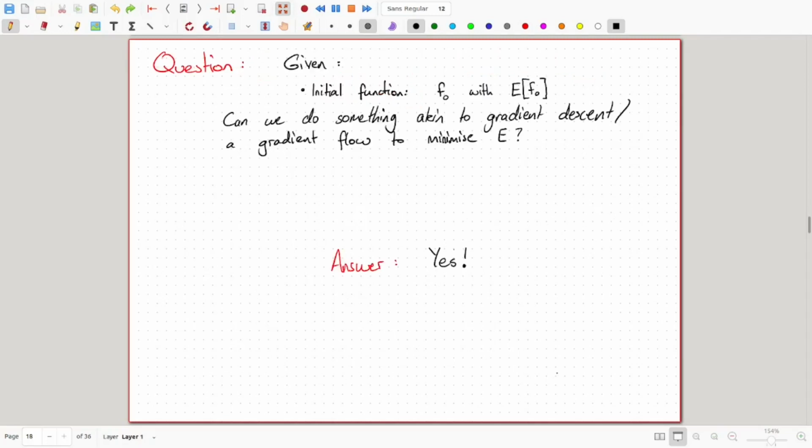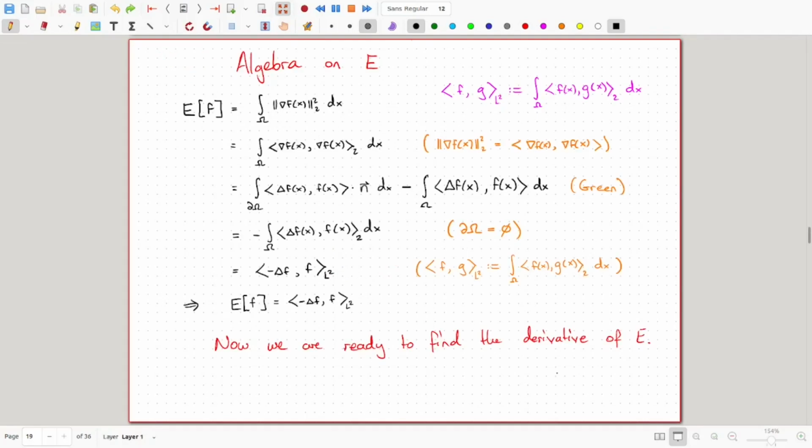Okay, so here's the question. Given some initial function with some initial energy, can we do something akin to gradient descent or a gradient flow to minimize our energy? And why would you be watching if the answer was no? The answer is yes. So, before we get into actually designing a gradient flow on this energy, we're just going to need to do some basic algebra to get it into a more amenable form.